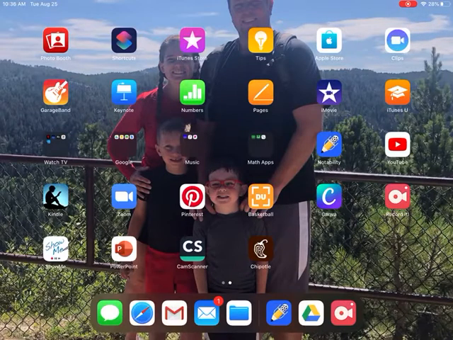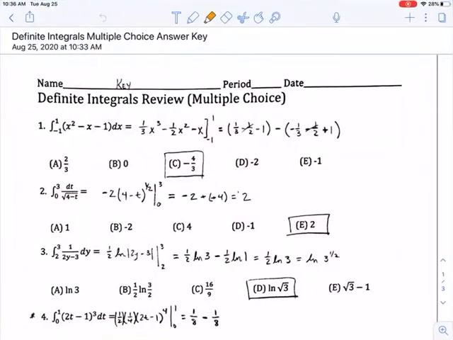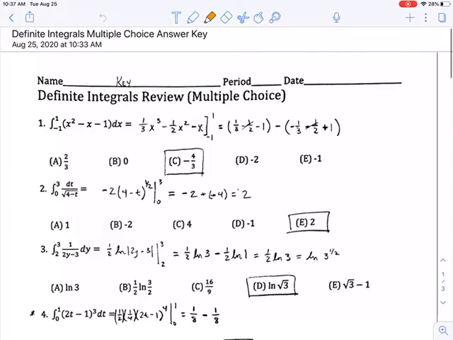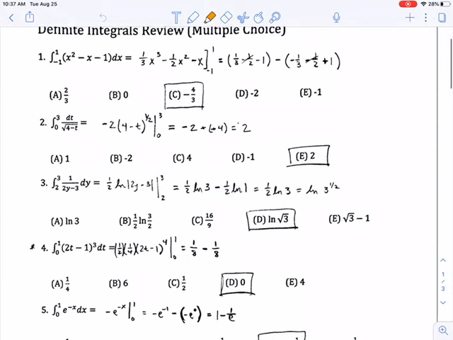Go ahead and get out your multiple choice worksheets. I'm going to go through the answers. You'll be able to see the work, and I probably won't go slow enough for you to be able to see the work. So if you need to either pause this or come back to it and pause it and look at the work, that might be a good idea for you.